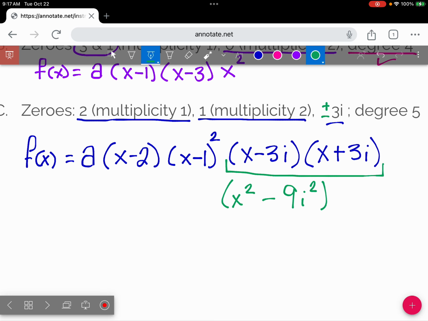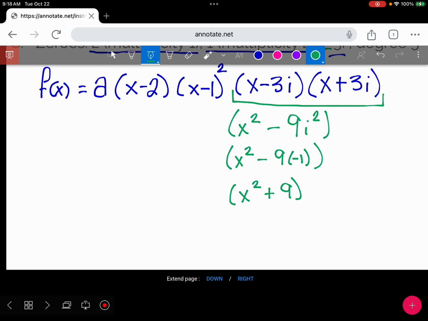What does i squared equal again? Negative 1. So this is the same thing as x squared minus 9 times negative 1. So it's the same thing as x squared plus 9. So our function, our f of x, when we're writing it, we can have this as our x minus 2, x minus 1 squared, and x squared plus 9.